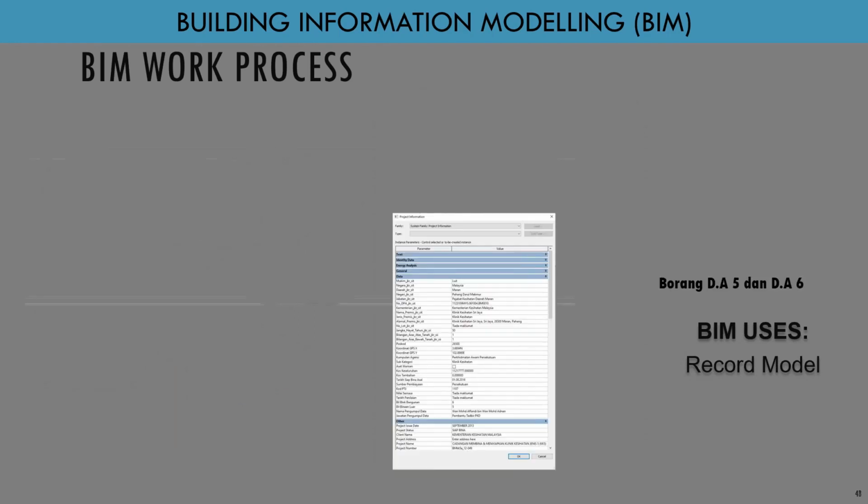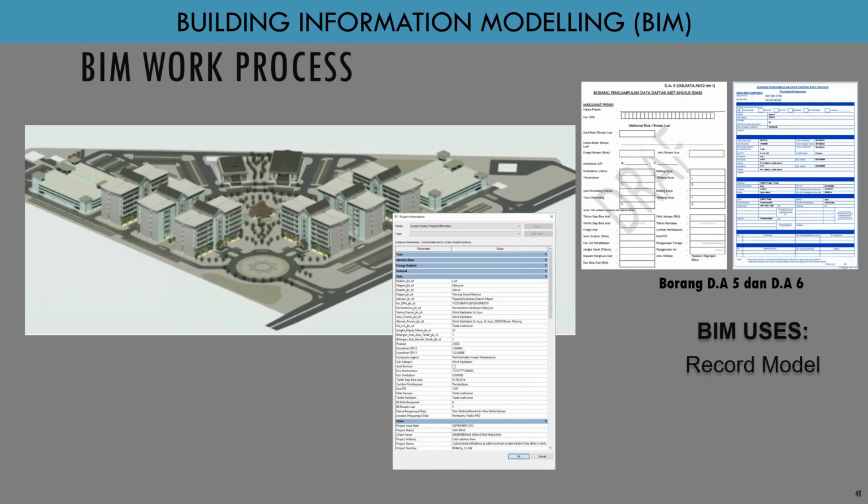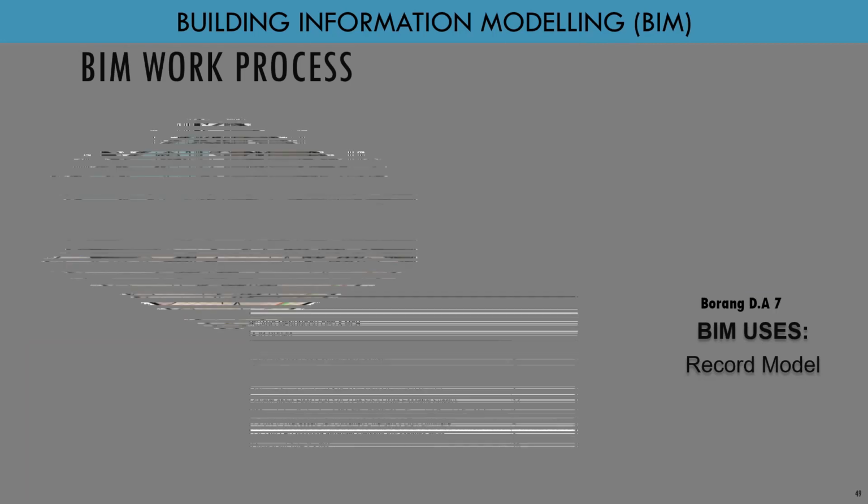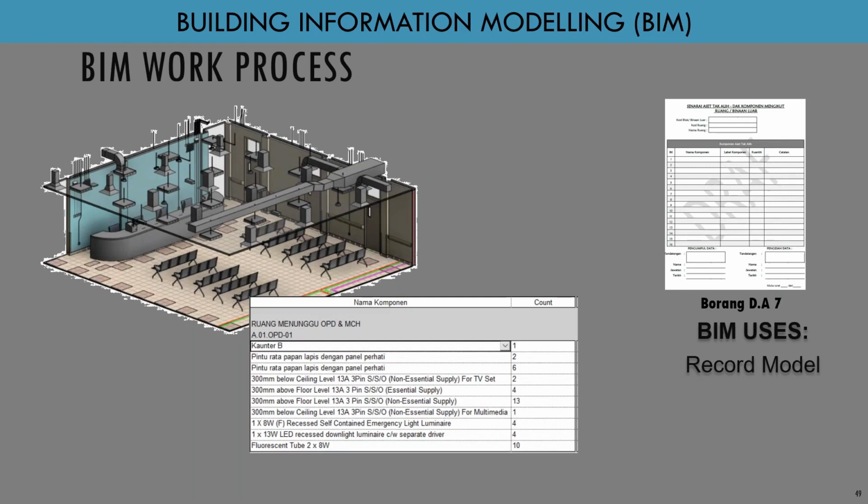And then for government, we need to update our premise. The premise needs to have project information inside our model, and for all the rooms, we need to register what kind of components each room has, so that when we do FM, it can easily be managed by the facility asset team.